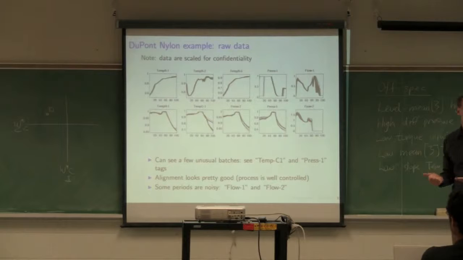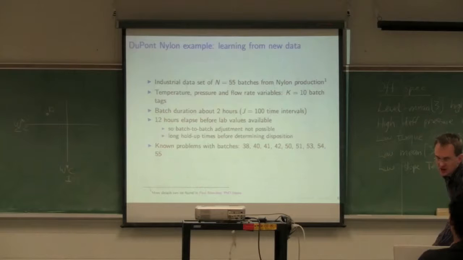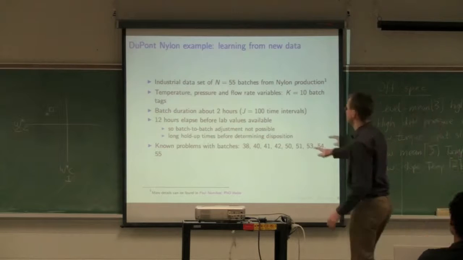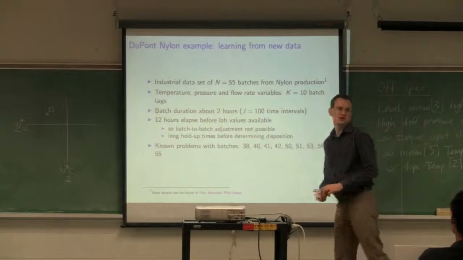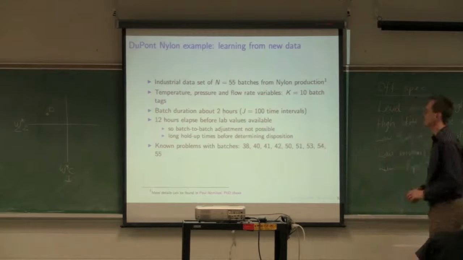The other thing that was really nice about this data set was that Paul didn't have to align it. What he did do was a little bit of trimming. I'll talk about that at the end. But basically, the data came pretty much aligned with 100 time intervals per batch, and that corresponds to a 2-hour duration.